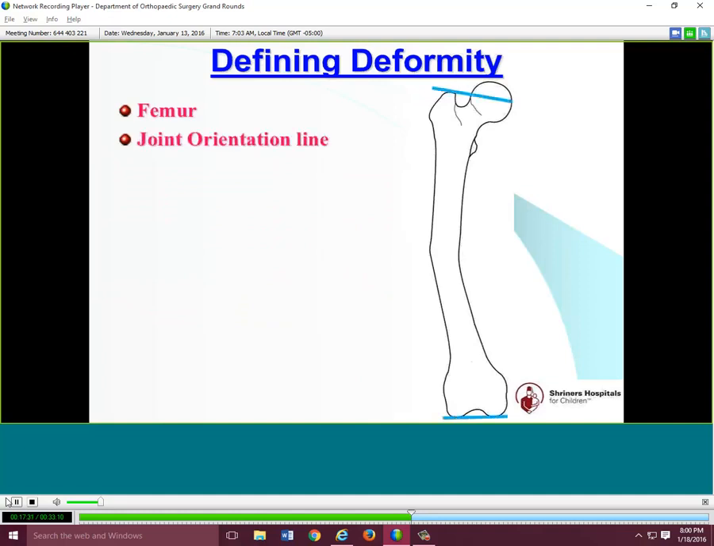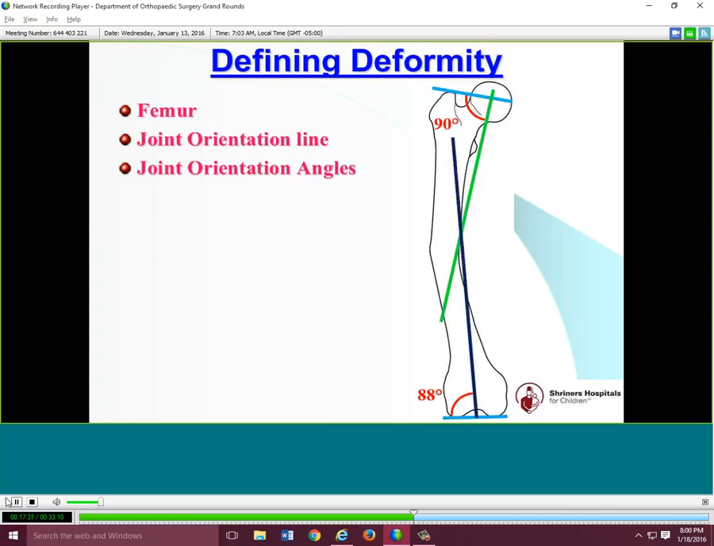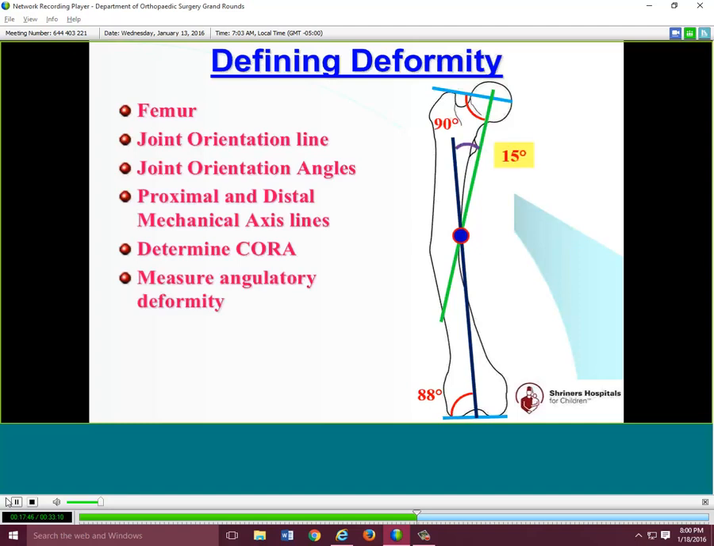So how about this femur here? We're going to draw joint orientation lines. We've got our proximal mechanical axis and distal mechanical axis lines, and where they cross, that's going to be our CORA. Now we can measure our angulation. In this case, it's only a 15-degree angulation, and we know where the center of that deformity is. So if we were building an external fixator, in this day and age more of an old-fashioned external fixator that actually has hinges on it that we have to place over the deformity, we'd place one hinge anterior to the CORA and one hinge posterior to the CORA, cut the bone about that level, and then use our external fixator to gradually correct out the deformity.